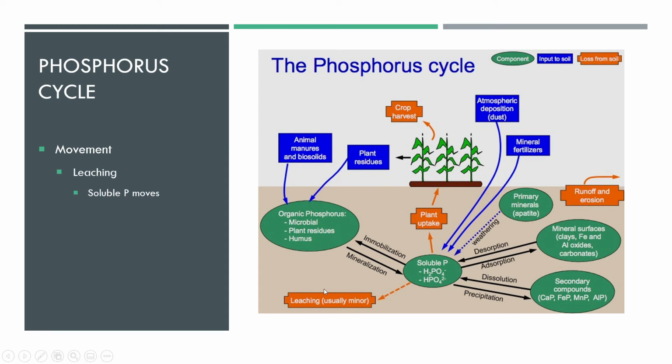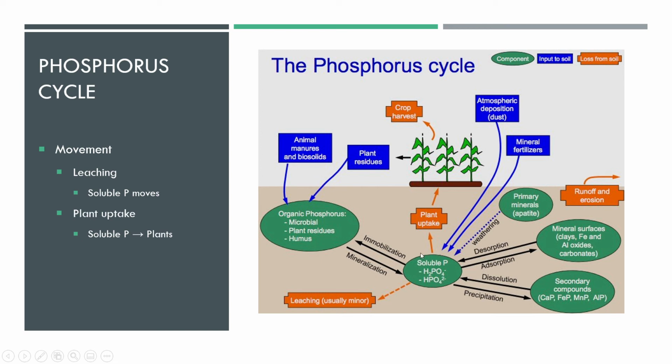Okay, leaching. Leaching in the phosphorus cycle is very minute. Not a very big deal, usually minor, most of the time, because it's going to get picked up by plants, and it's going to get moved into other different places. So not a whole lot's going to leach out. But when something leaches, that soluble P is moving. That's it. It's moving from this location to another. That could be to a body of water. That could be to another part of the soil, deeper in the soil. It's just moving from the soil to either water or further in the soil.